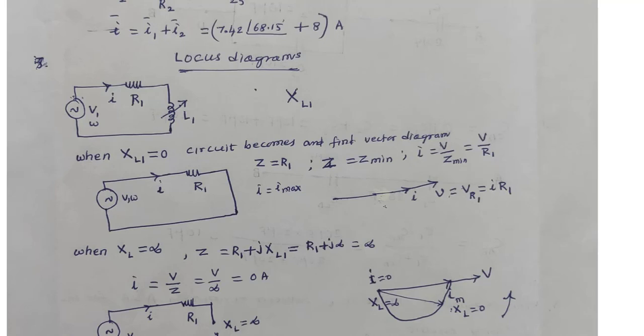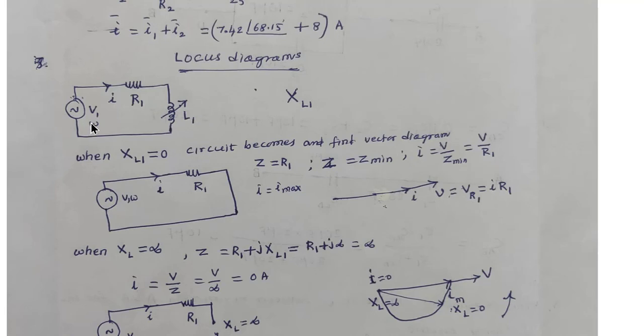Locus diagrams come into the picture when AC supply is available and one of the variables or one of the passive element values changes with respect to time or with variation. So let us take a simple R L circuit which is connected to AC supply and which has a variable inductor but a fixed resistor like this.